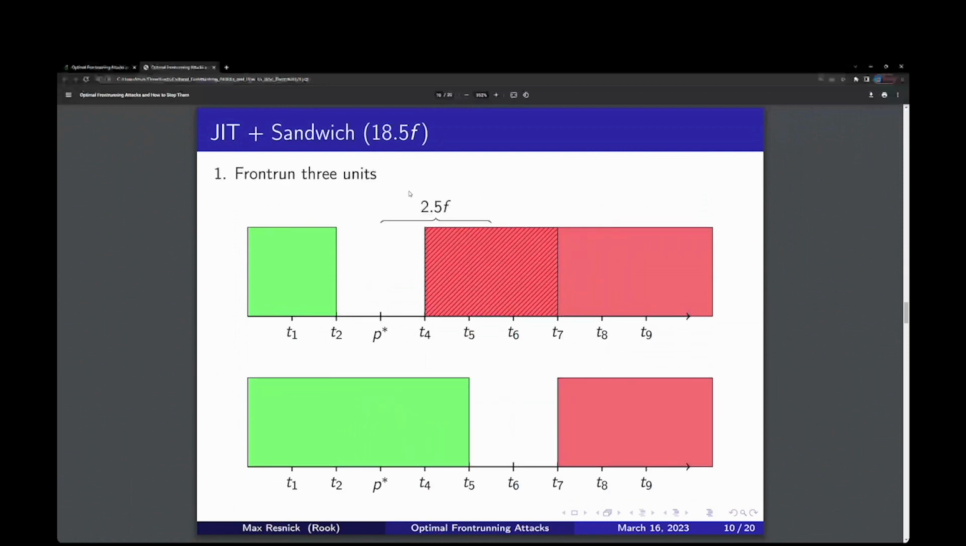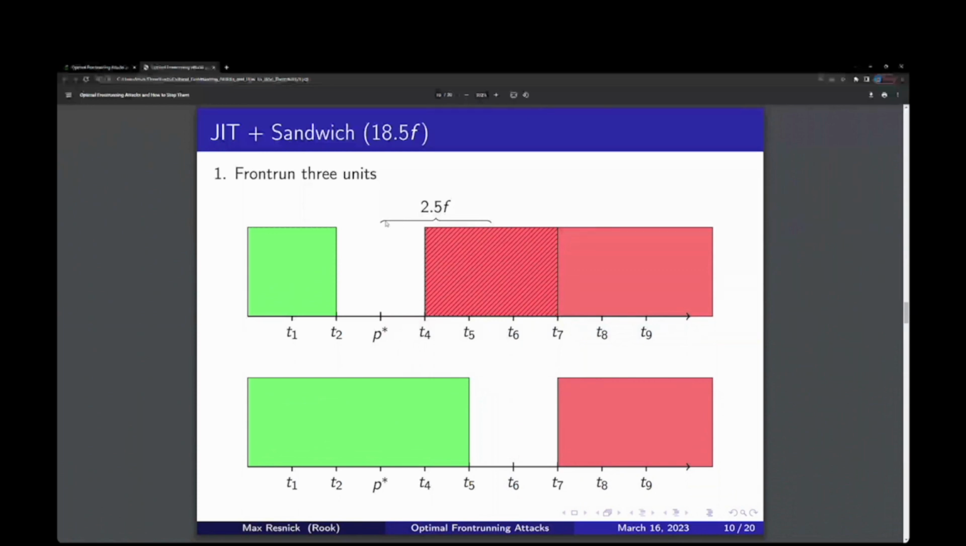And now we're going to look at the most sinister attack, the JIT plus sandwich. This is the thing that I mentioned that I don't think the Uniswap team was thinking about when they designed this. Remember I said you shouldn't be able to front run because the slippage tolerance is 0. Well, you actually can if you use just-in-time liquidity in the right way.